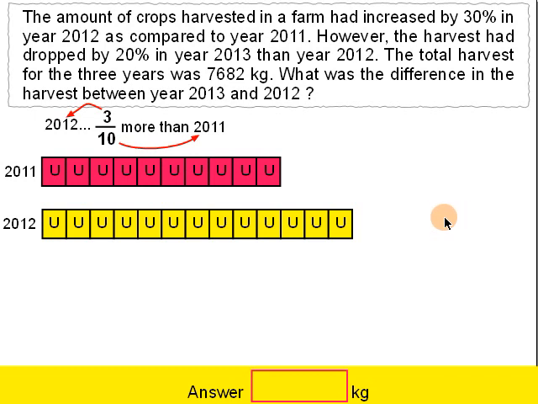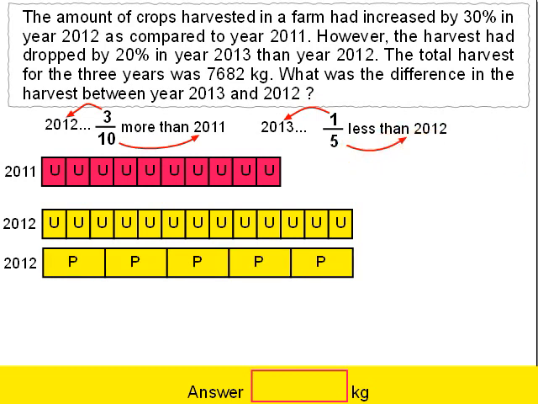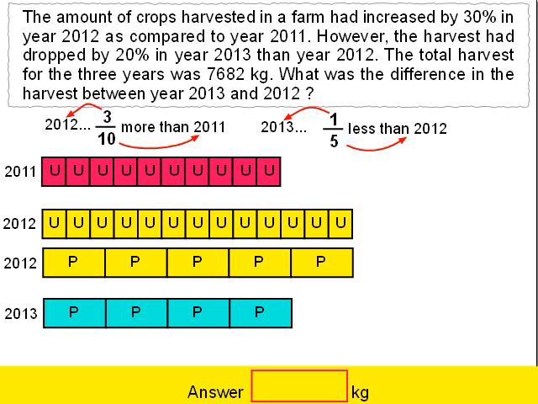It says that, however, the harvest had dropped by 20% in year 2013 than year 2012. Alright, 20% is expressed as 1/5, so 2013 had 1/5 less than 2012. That means to say we are referring to 2012 as 5 parts, and 2013 had 1 part less. 1 part less, that means 2013 would have 4 parts. Okay, so that's how we complete the model.